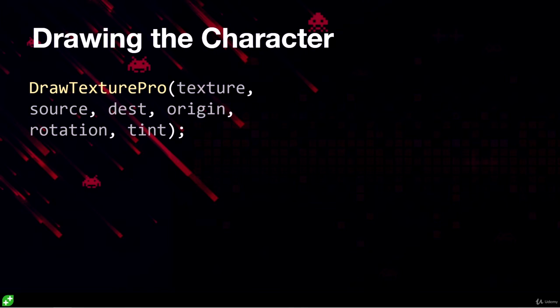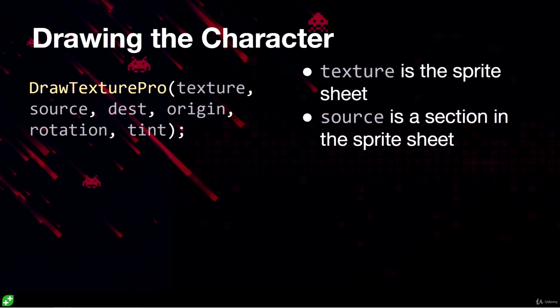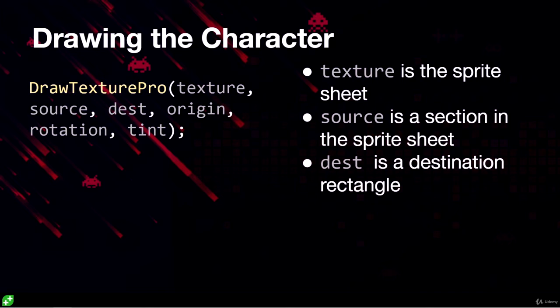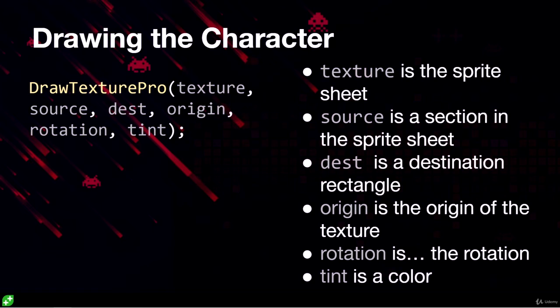Now, DrawTexturePro takes a few parameters. It takes a texture, which is the sprite sheet itself, as well as a source and a dest rectangle. The source rectangle is a section in the sprite sheet that we wish to draw, and dest is a destination rectangle containing information about where to draw this part of the sprite sheet as well as how big to draw it. Origin is a vector that designates the origin of the texture. Rotation is, well, the rotation of the sprite, and tint is a color if we wish to tint the sprite.